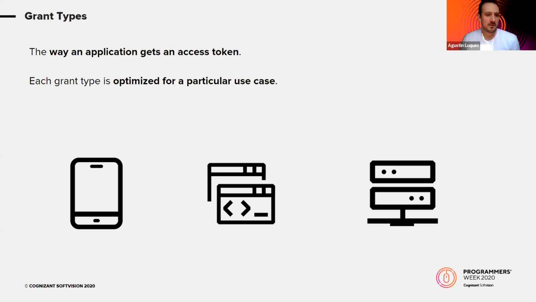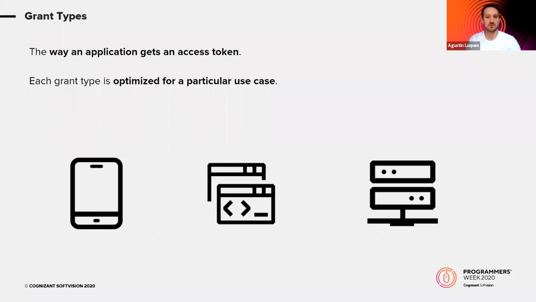Agus. Thank you, Mar. The term grant type refers, as Mariana said, to the way an application gets this access token. OAuth defines several grant types, and extensions can also define new grant types. Each grant type is optimized for a particular use case, whether that is a web app, a native app, a mobile app without the ability to launch a web browser, etc.